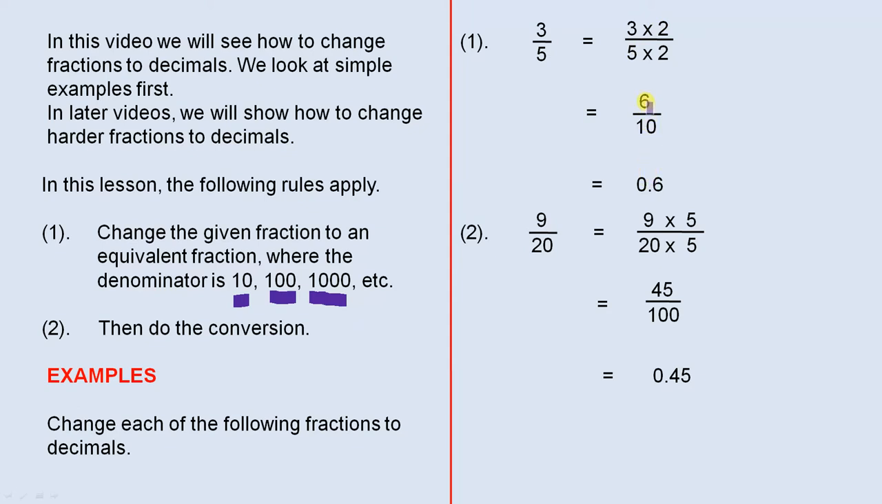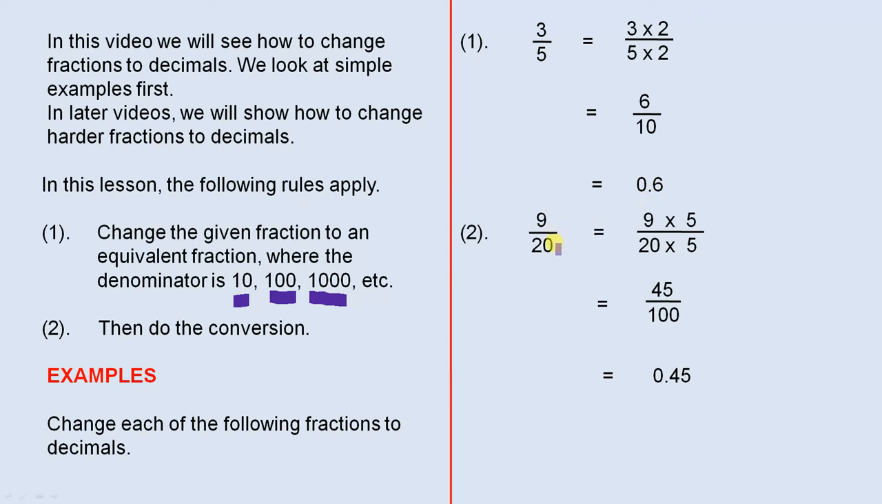Now, when the denominator is 10, what you do, the decimal point is here, you move it one place to the left. Because you're dividing by 10, the decimal point is here and it's invisible. Move it one place to the left. So it was here, move it one place to the left, there it is, and you always put a 0 in front. It's much neater to do that. So the answer is 0.6.